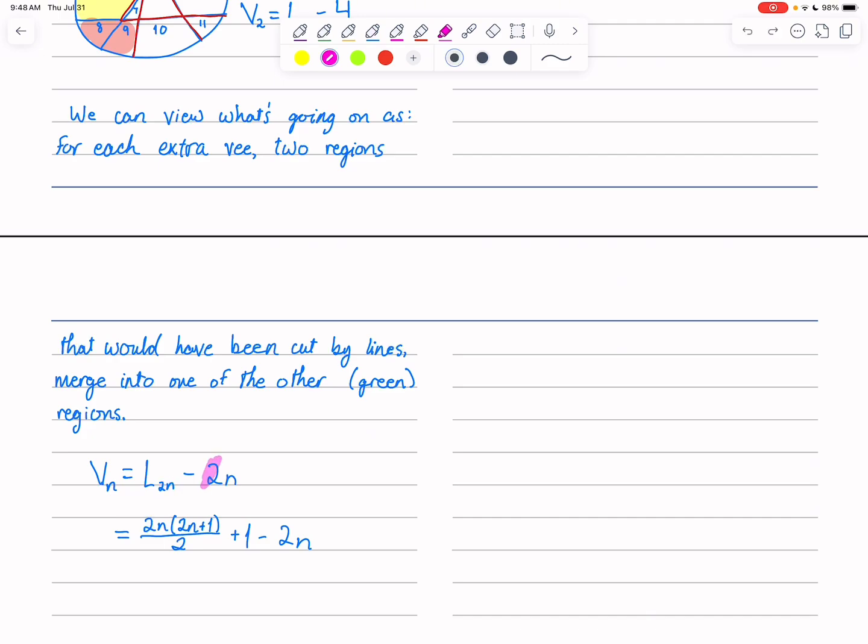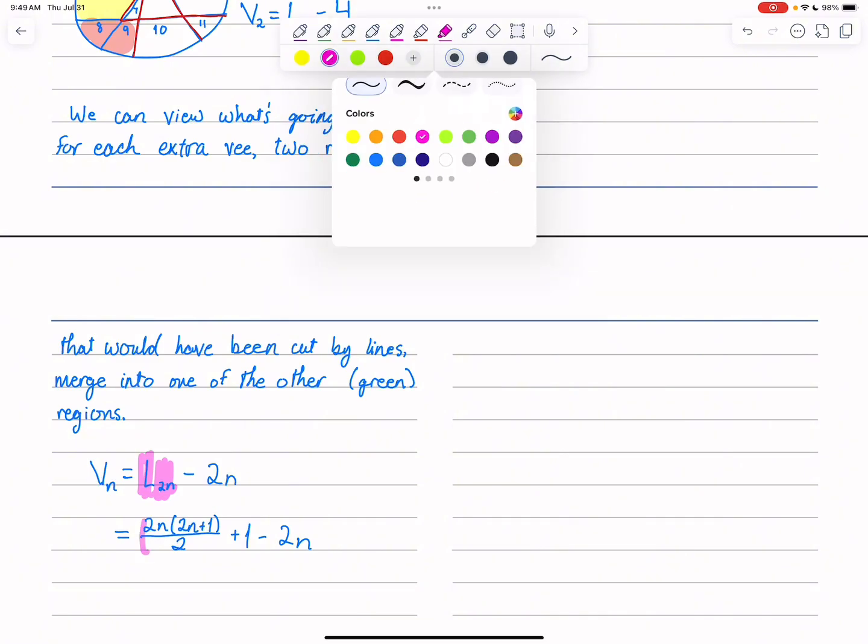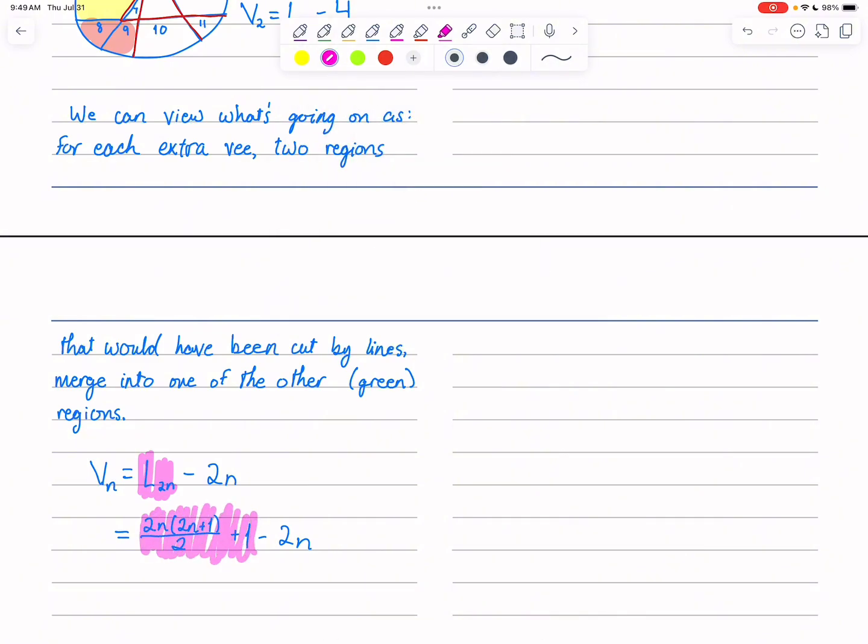except that because every single time you do this, you merge 2 regions into some other existing region, you lose 2 regions. And n counts how many times you do this, so you lose 2n regions. Well, we already found in a previous video that the formula for the number of lines is given by this formula right here. And so there we have it, right? When you put it all together like that, now we have a closed form for the number of regions corresponding to V-shapes.